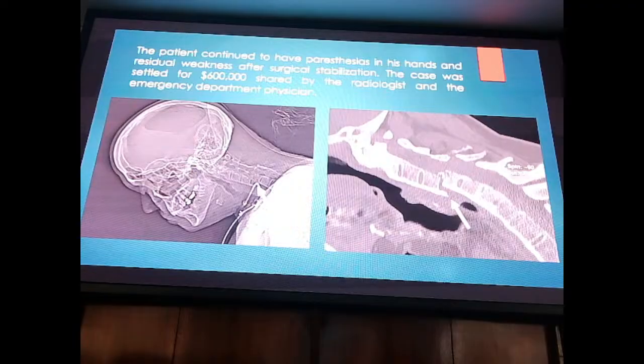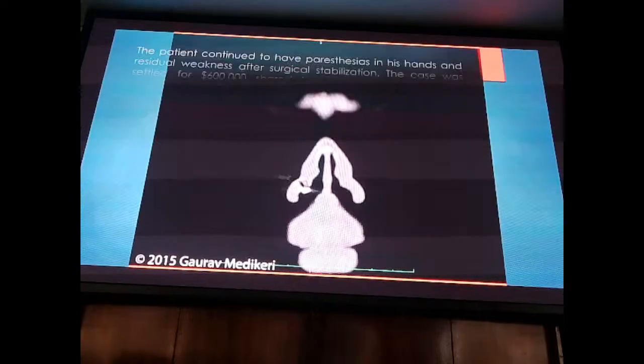So there was a penalty of $600,000 charged to the radiologist and the emergency medicine doctor, which is a very, very big amount. If you look very closely, in the scout film you can see that there is a fracture dislocation. But because they did not do a sagittal reconstruction, a multiplanar reconstruction, they did not pick it up. So even a scout film can actually save you from a lot of problems.